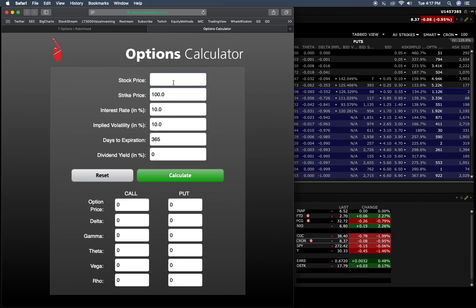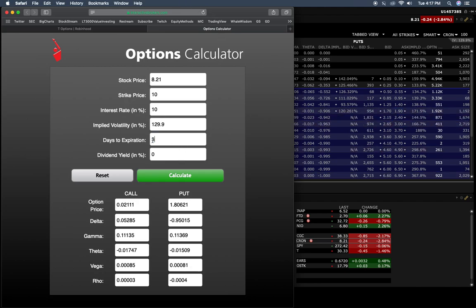Okay. So stock price for CRON is 821. Strike price, let's use 10 because I own a $10 put. Interest rate, we'll leave at 10. Implied volatility. You can see up here the implied volatility on CRON is 129.9. Days till expiration, I have 3 days left on my contract. Okay. My put is worth $100.80. They were trading about that.